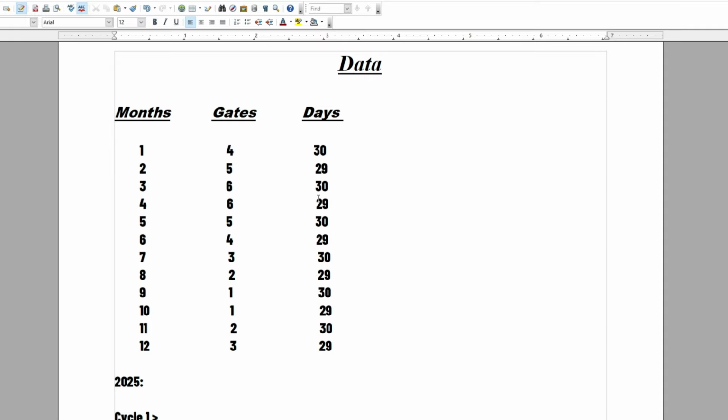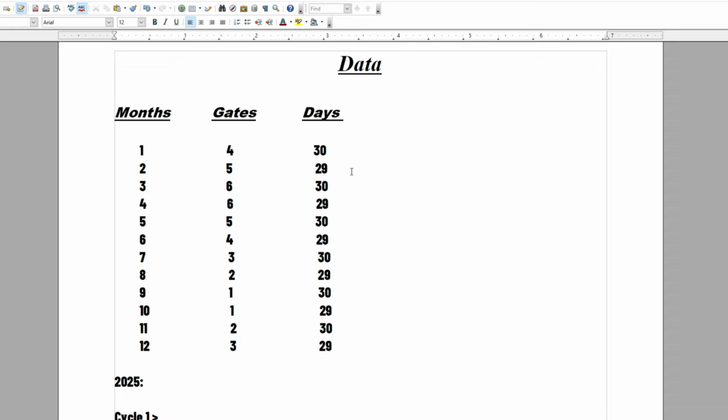Let's see here. Okay. So here are the data points that I'm using. We've got our months over here. Here are the gates that they go through. And here are the month days. I left the solar ones out because that is just the one part that extends the calendar that you have to add in at the end. So in month number 1, we have 30 days, month number 2, 29, and so on.